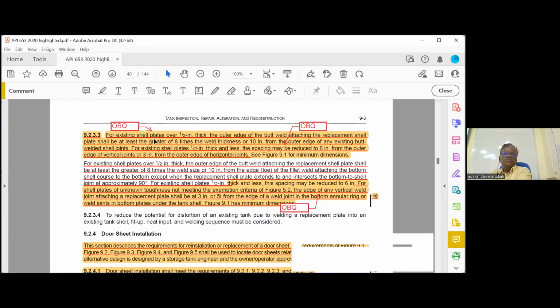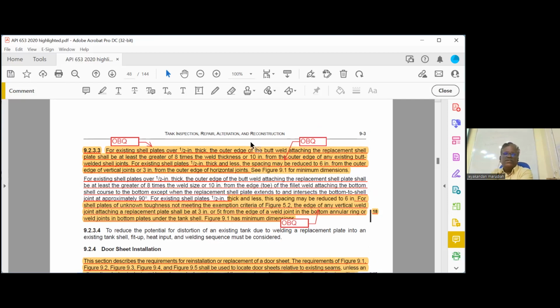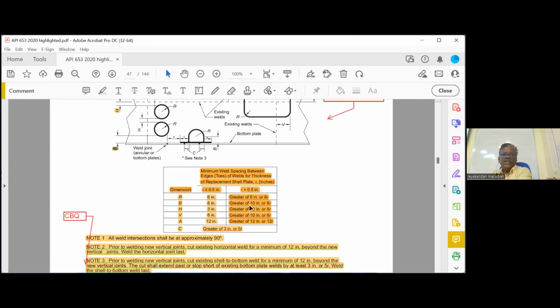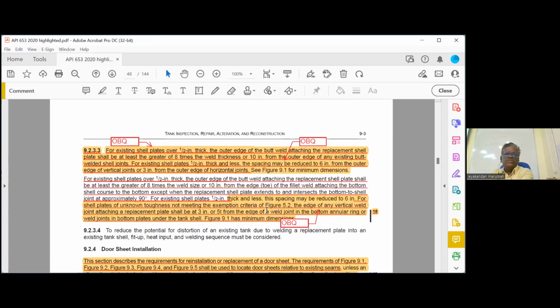You can see here, for existing shell plate over half an inch thick, the outer edge of the butt weld attaching the replacement shell plate shall be the greater of 8 times the weld thickness or 10 inch from the outer edge of any existing butt weld. So this is 8 times weld thickness or 10 inch, for any butt welds, horizontal or vertical. It is the same only. If you understand this one, no need for this.